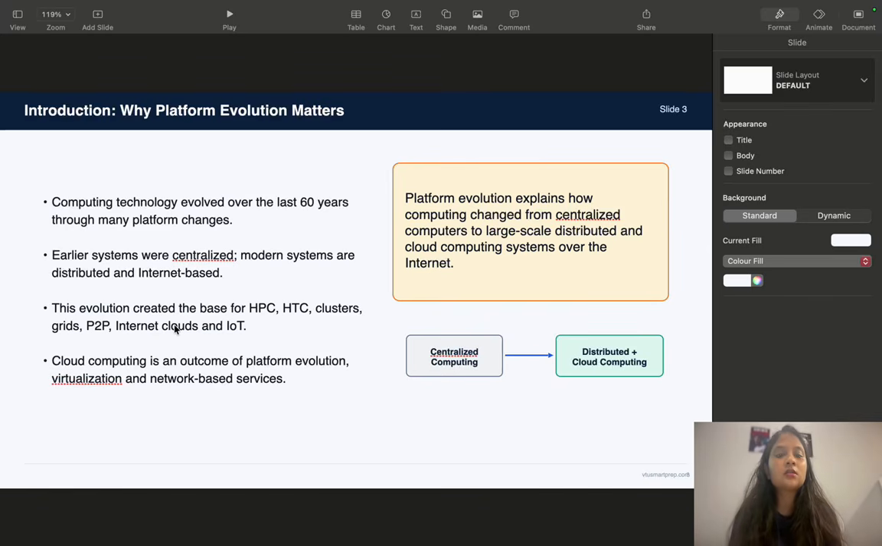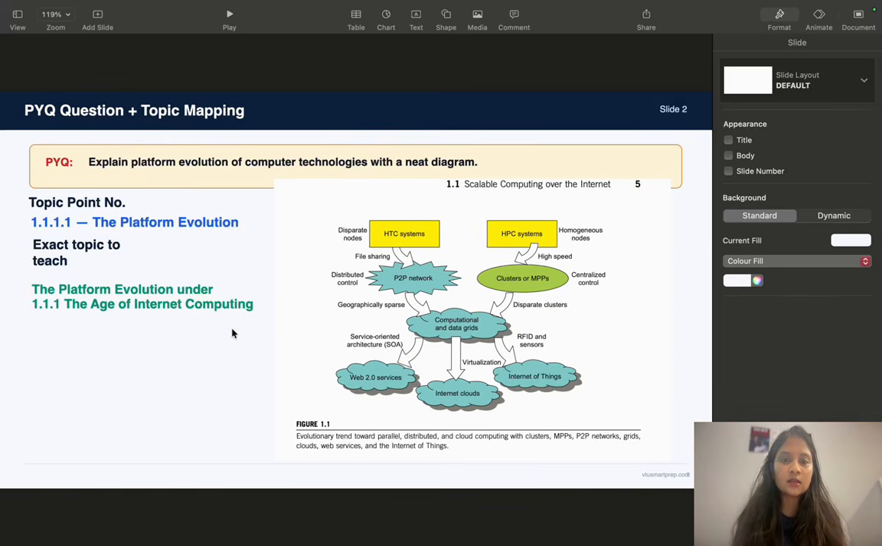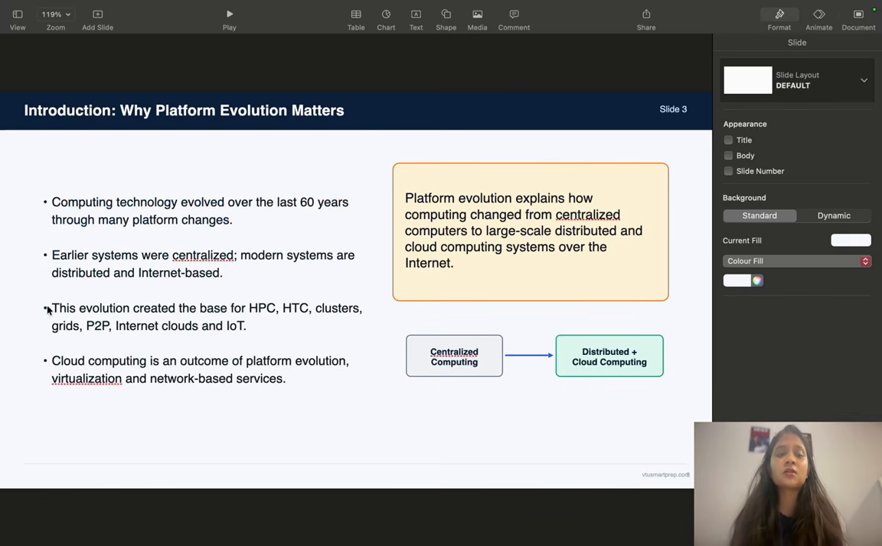This evolution created the base for HPC, HTC, clusters, grid, P2P (peer to peer), and then internet clouds and IoT. That is there in this diagram. Here you can see HTC, HPC, and I will explain what HTC and HPC mean. Then you have clusters, P2P networks, data grids, Web 2.0 services, internet clouds, and then the Internet of Things, IoT.